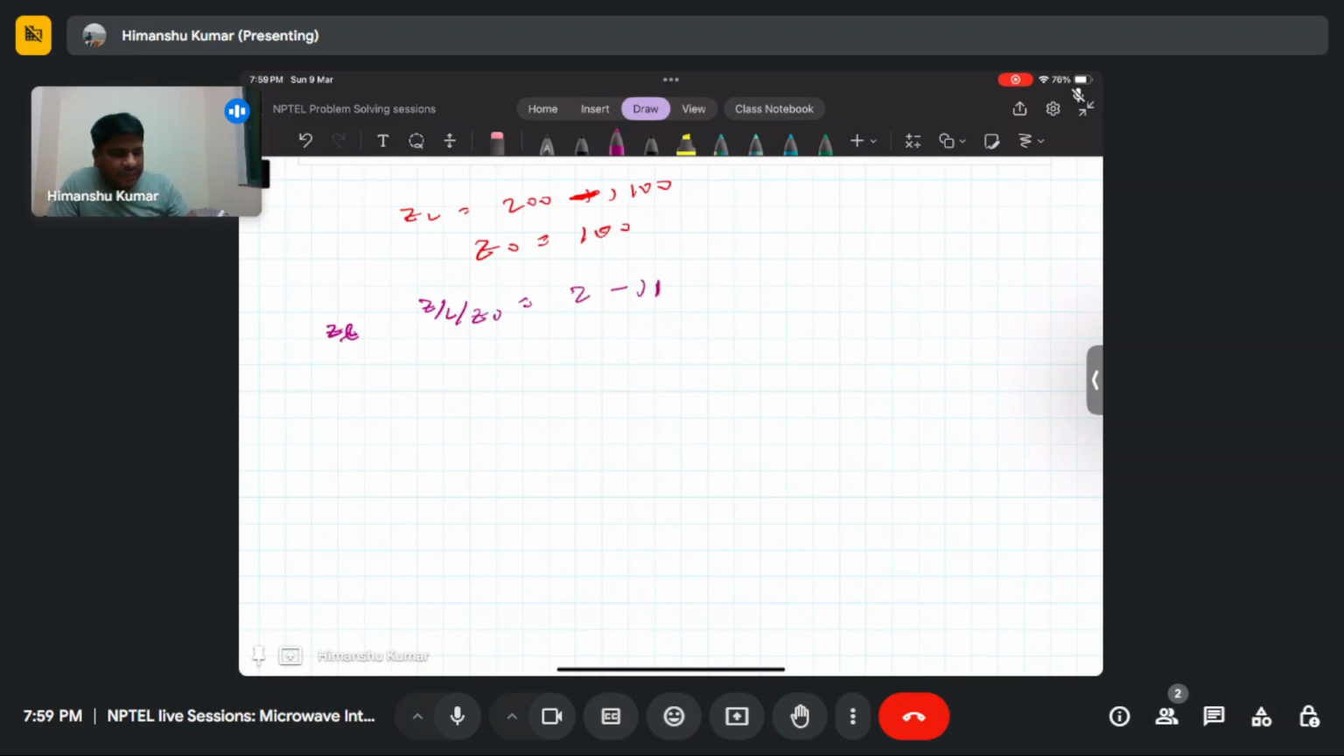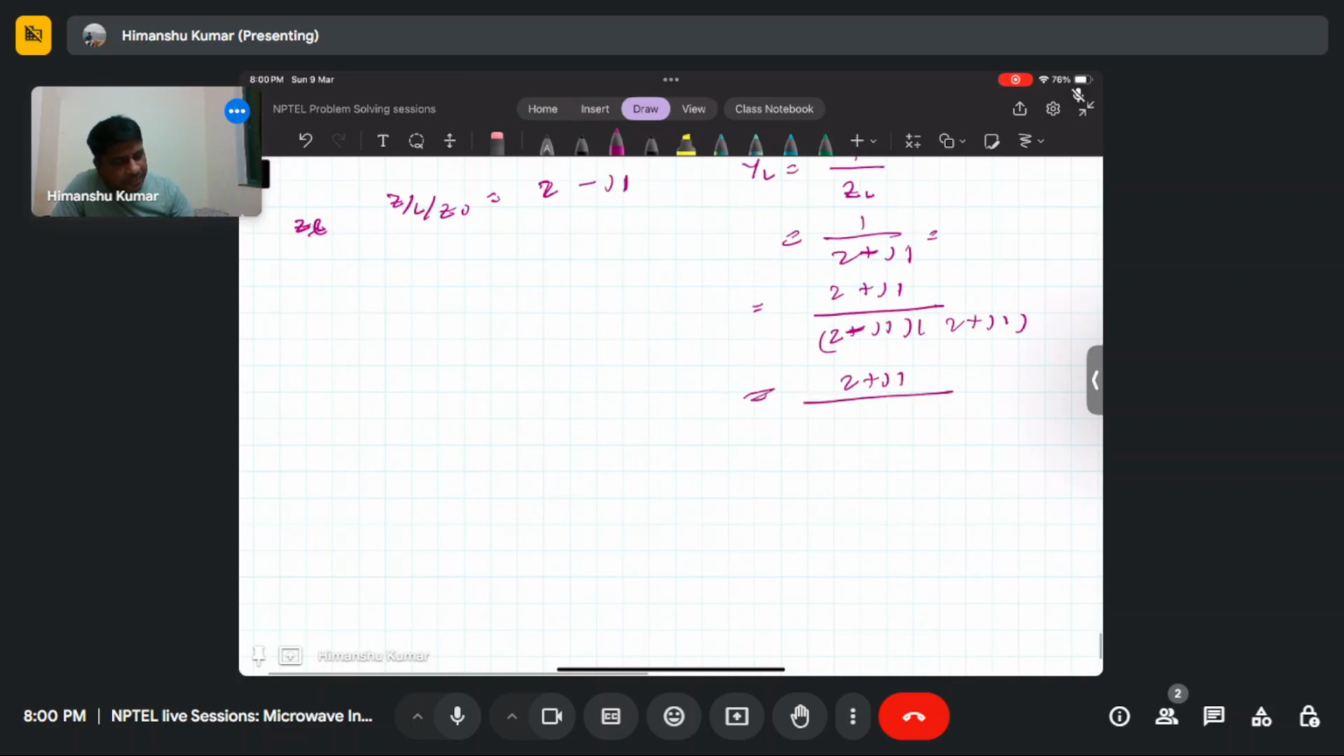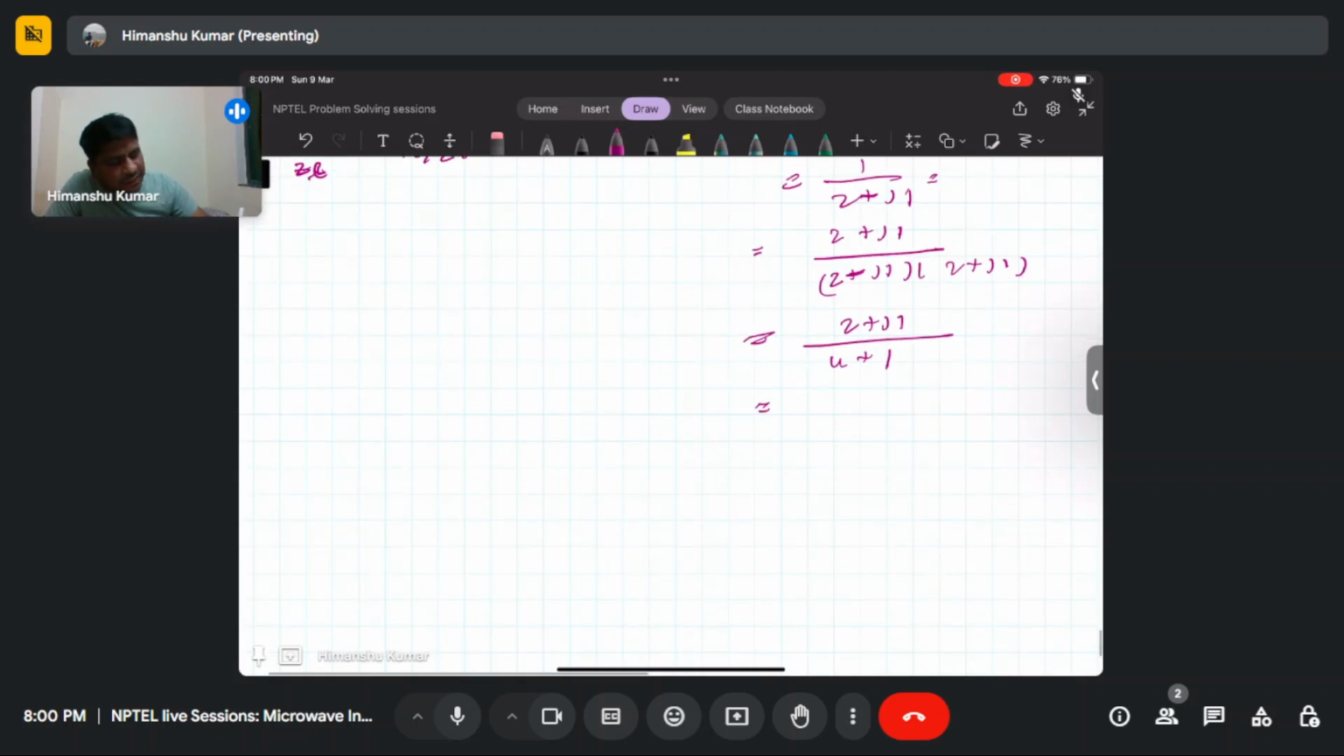Similarly, this is in terms of impedance, and the load admittance YL we can calculate as 1 by zL, which equals 1 by 2 minus j times 1. Multiplying by 2 plus j times 1 in numerator and denominator, we get 2 plus j times 1 divided by 2 squared, 4, plus 1 squared, which is 5. This becomes 0.4 plus j times 0.2. So this is the load admittance.